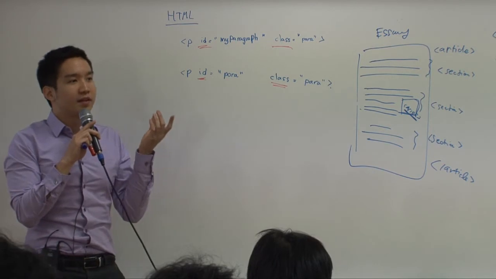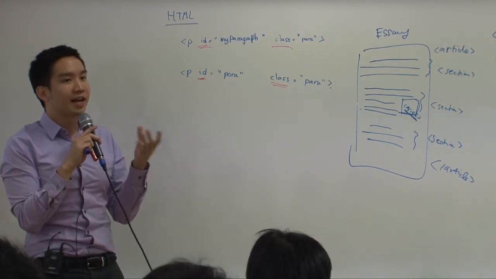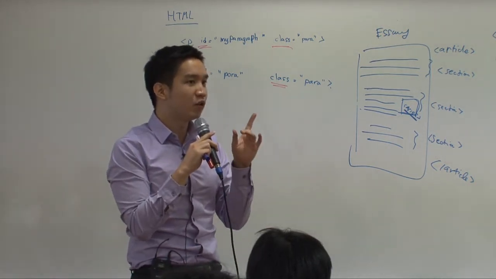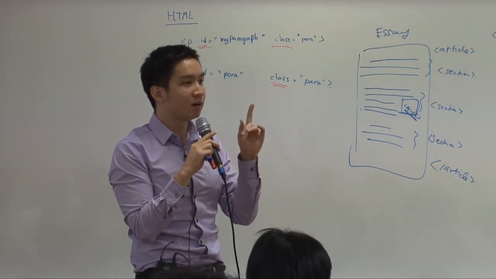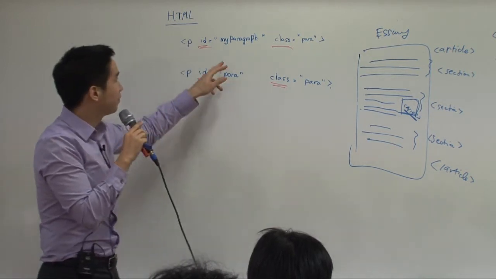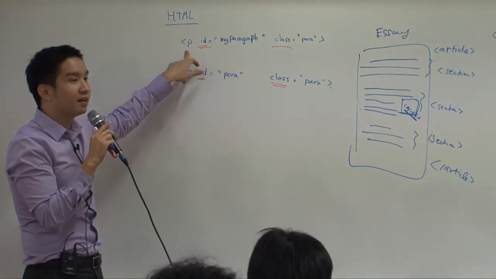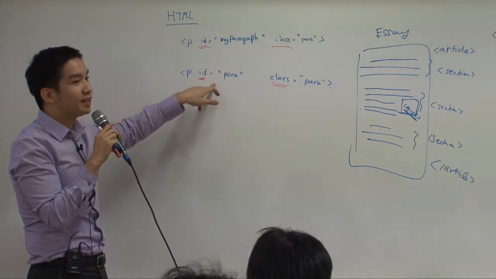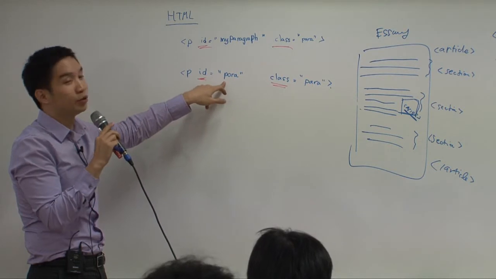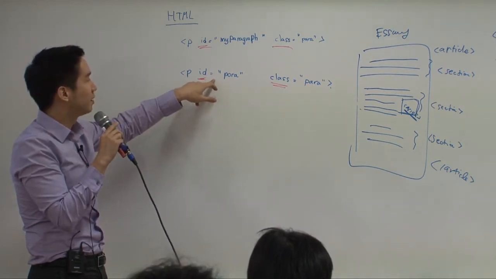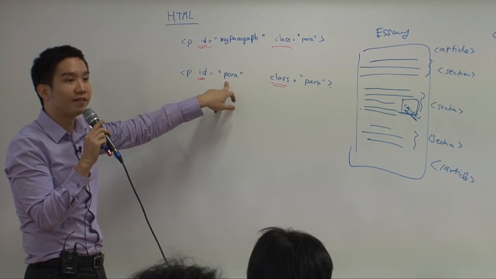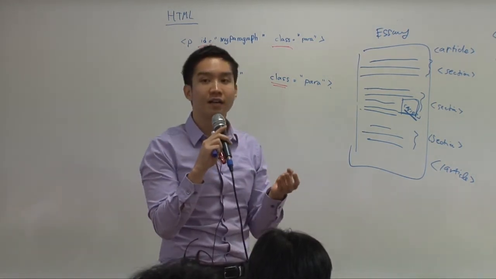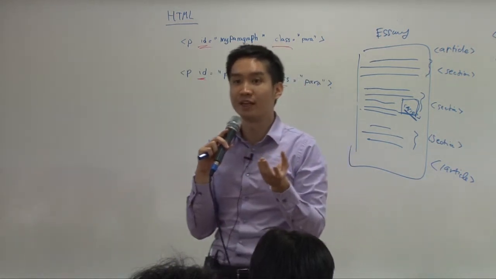Whenever you declare an ID on any tag, you must guarantee that you can only use that ID once per page. So in other words, if you declare this paragraph tag with the ID of my paragraph, it is illegal, you should not do it, to declare this to be my paragraph as well. Right? ID is just that, identifier, identification should be unique.